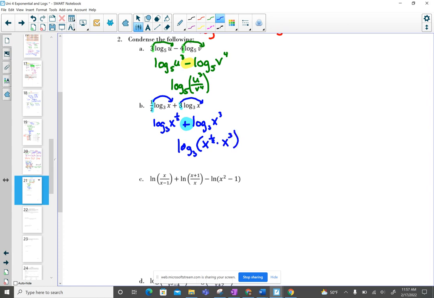Okay, and then to further simplify this, you could just say, well, we're multiplying same bases, so we'd add the exponents. So 3 plus 1/2 is really 3.5. But we don't really write mixed numbers as exponents, so this is really 7/2. So we're going to eventually say that this is log base 3 of x to the 7/2. Okay, and that's it.